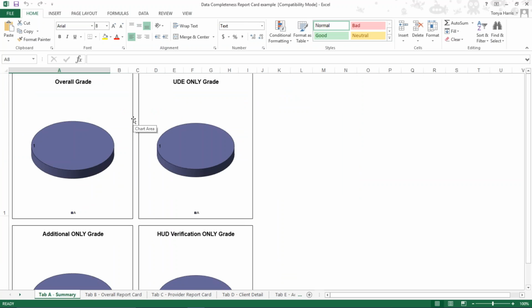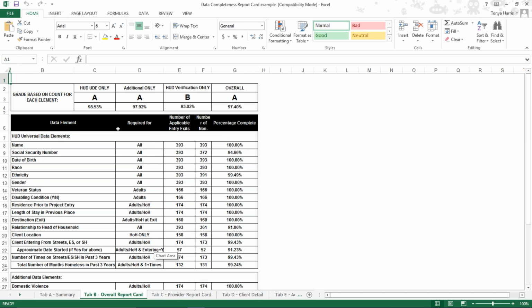Okay? So the data completeness report card, you really want to start with tab B. Tab B is going to tell you your grades. So whichever agency I ran this report for, they have an A, B, and A. So we have 3 good grades and actually 1 bad grade, because even though in high school a B was an awesome grade, a B is actually below our HMIS approved data limit.